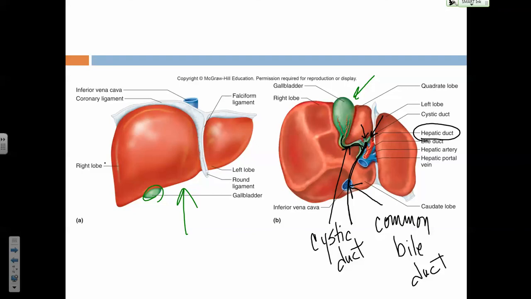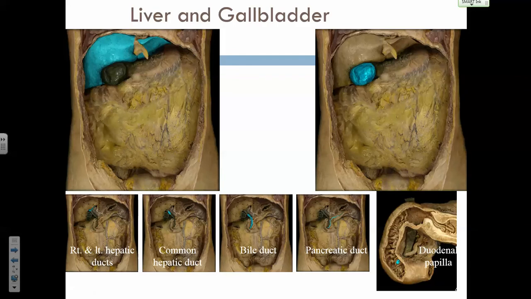And the common bile duct is the one that empties into the small intestine. Okay? It's where the cystic duct and all the ducts from the liver come together. And it's a long one. It's the big one.